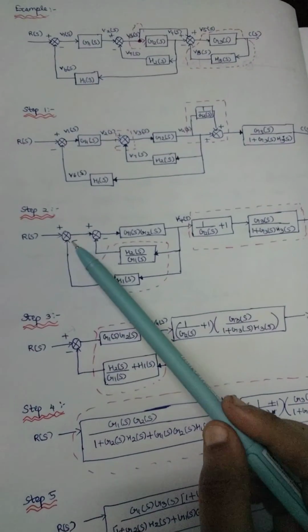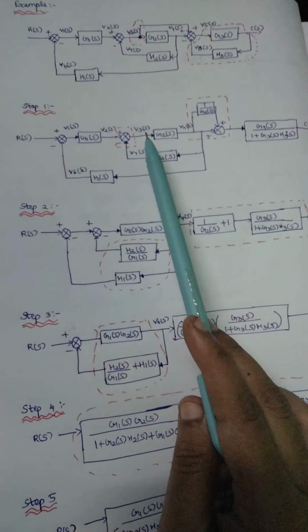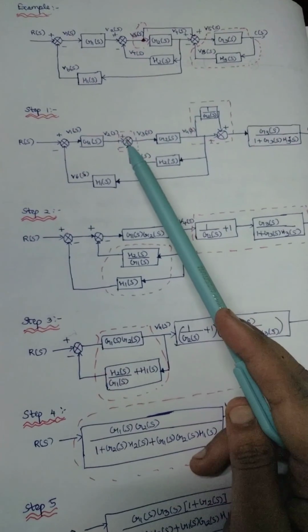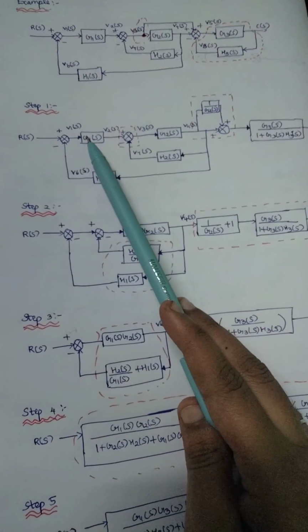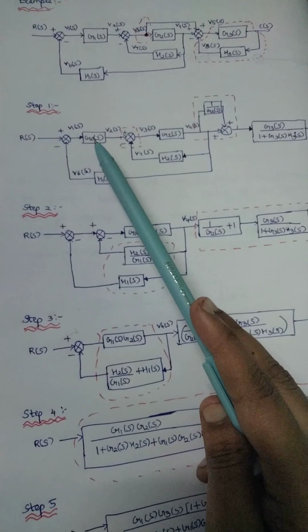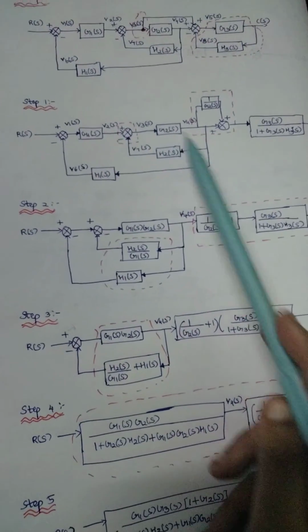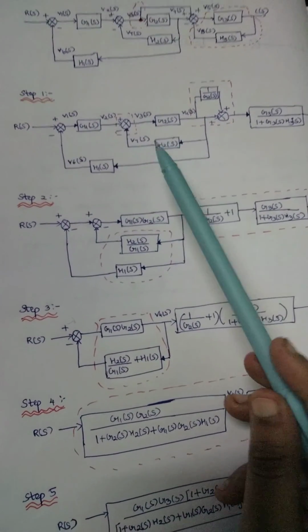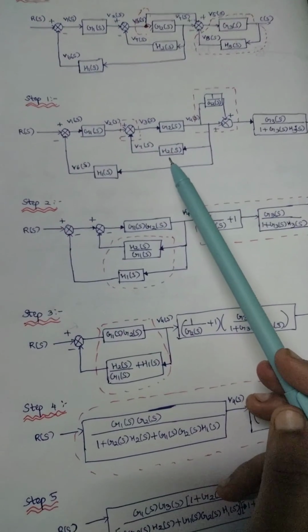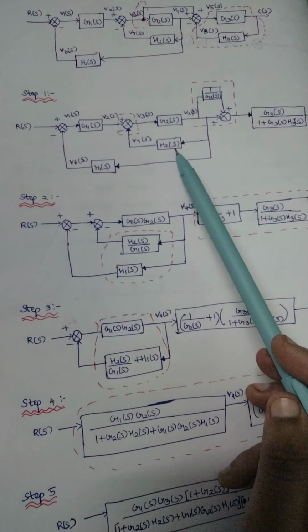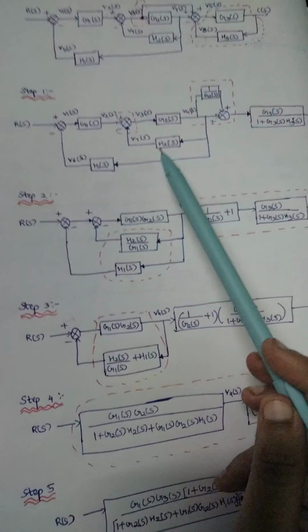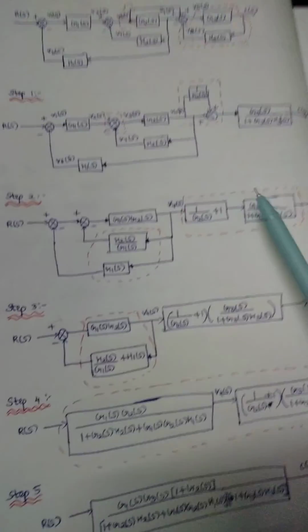Step 2. Okay, in step 2, this summer will be shifted to this point. So while shifting to this point, what will happen? These two will be in series, so G1 of S into G2 of S. Okay, so what will be for H2 of S? H2 of S doesn't have G1 of S. So what will be then? H2 of S divided by G1 of S.